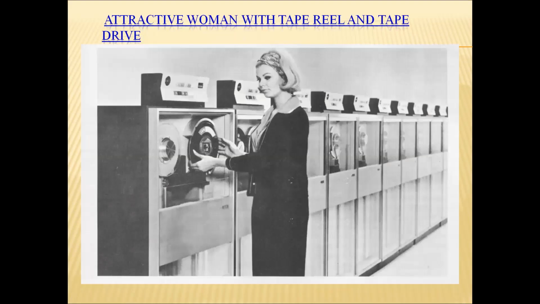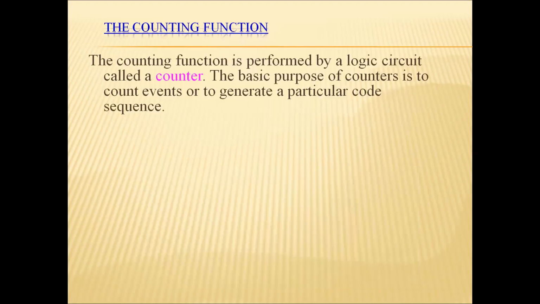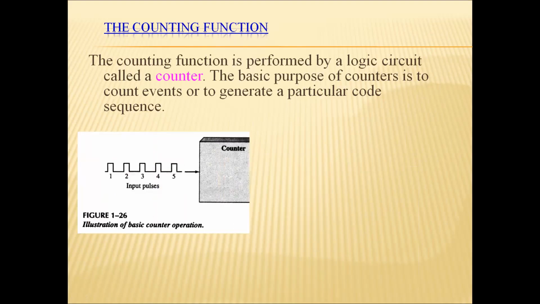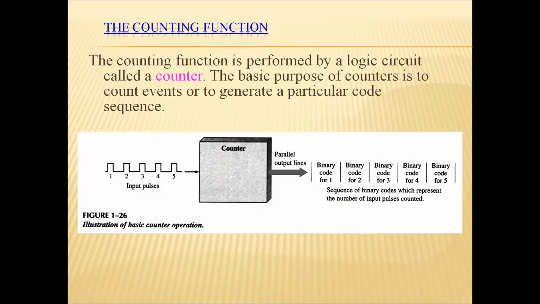Counter. We know this. Counter is a very important part of the digital domain. As you can see here, a counter actually counts clock pulses. This is in essence a counter. Actually, it counts the events. Why? To generate a particular code sequence.